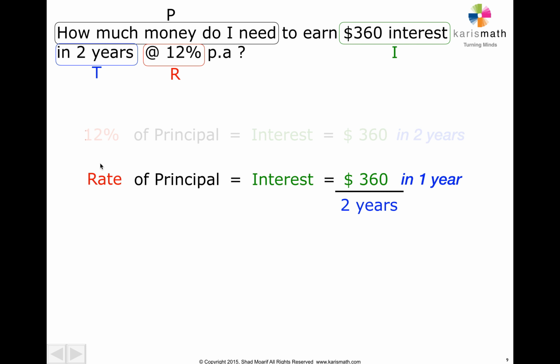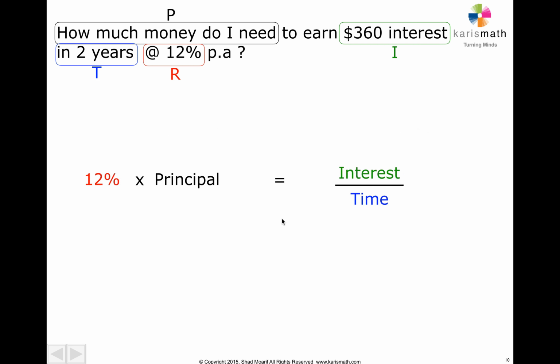So if you change that in terms of what these things are called by their names, this is the rate. 12% is the rate. Of means to multiply. And that's how we get the interest divided by, what is this? The time for 1 year. So if you take the rate multiplied by the principal, you'll get the interest, and you divide it by the time, then you'll get the interest for 1 year. So this is all now for 1 year. Got it? Good.